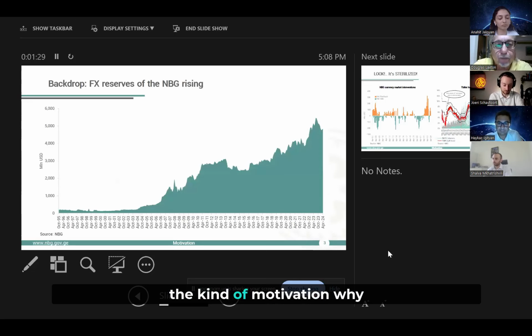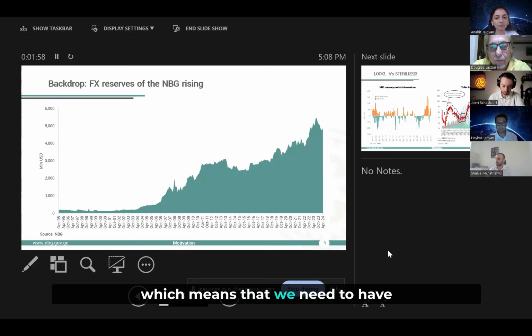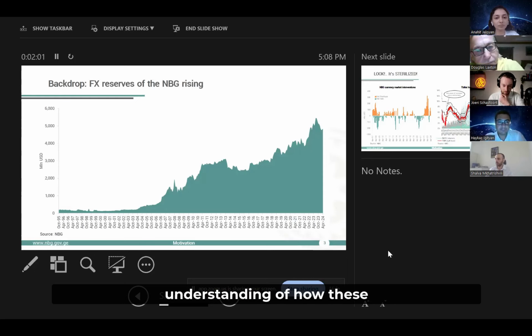So the backdrop, the motivation why we want to have a better understanding of what these sterilized FX interventions do in Georgia, just like in any other small, open, especially emerging economies, which accumulate FX reserves, essentially going out in the foreign exchange market and buying FX, and occasionally selling FX as well to stabilize the markets. So the FX reserves have been increasing significantly in Georgia, which means that we need to have an understanding of how these operations on the FX market can be impacting more broadly, but also on the operational side, how it impacts the financial system.